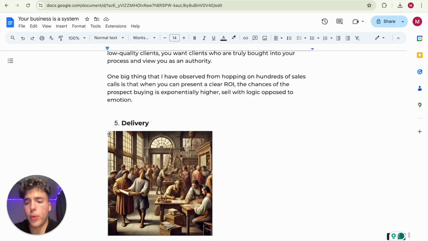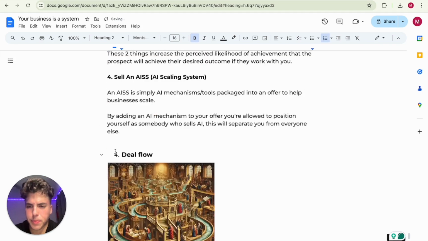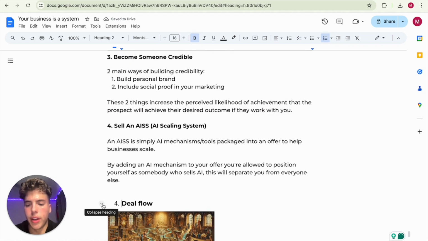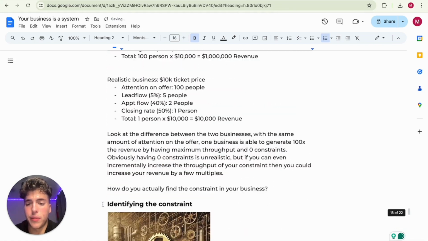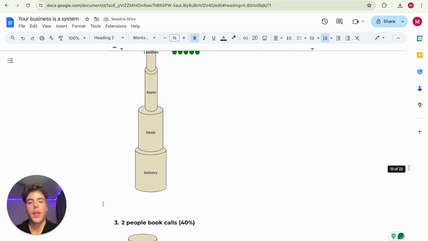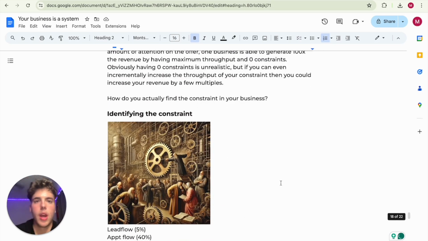And so that's basically how you improve the 5 aspects of your business: the delivery, the deal flow, the appointment flow, the lead flow, and the attention. Okay. If you ever run into a problem, always think to yourself, what is the constraint of my business? And you just need to figure out the constraint. You need to break stuff until you hit the next constraint.